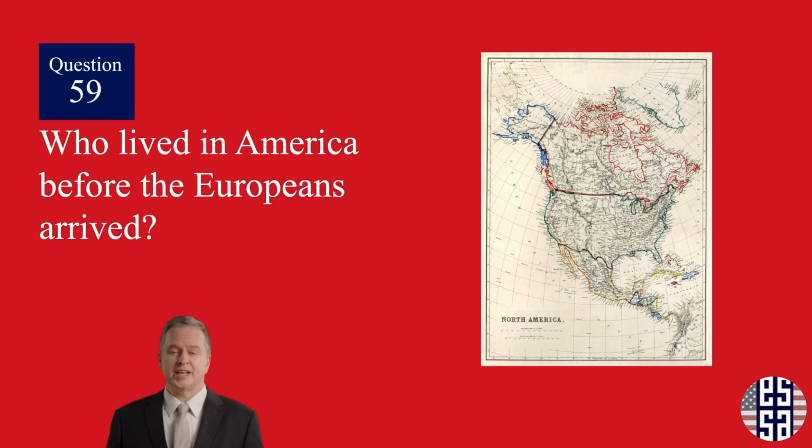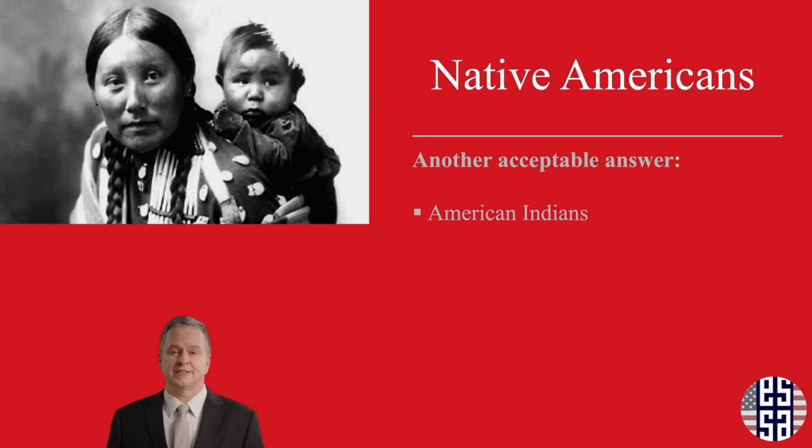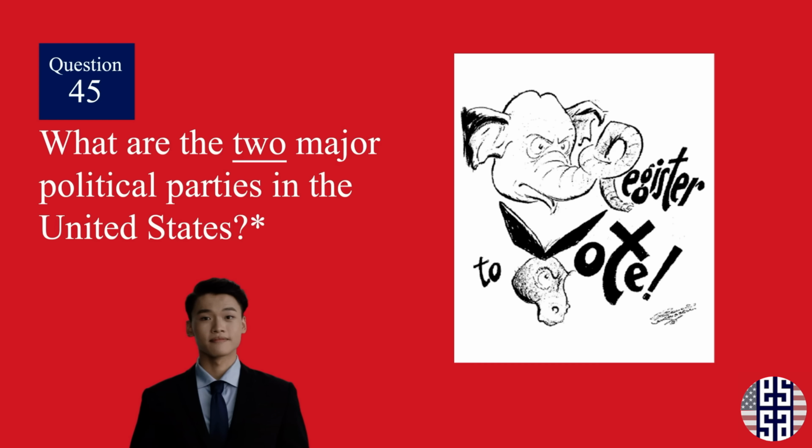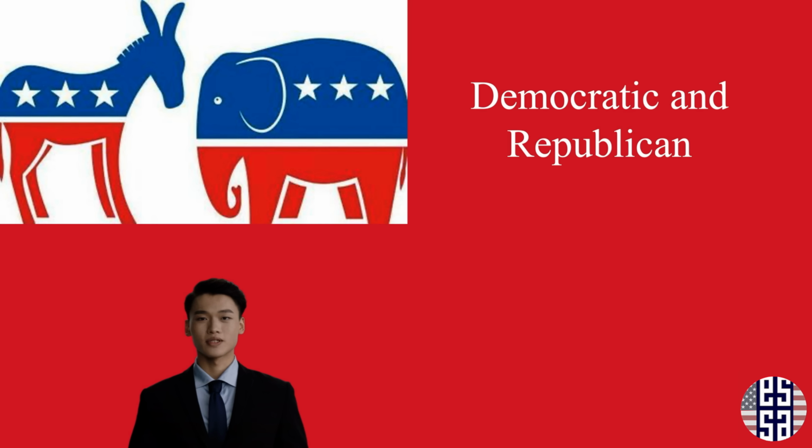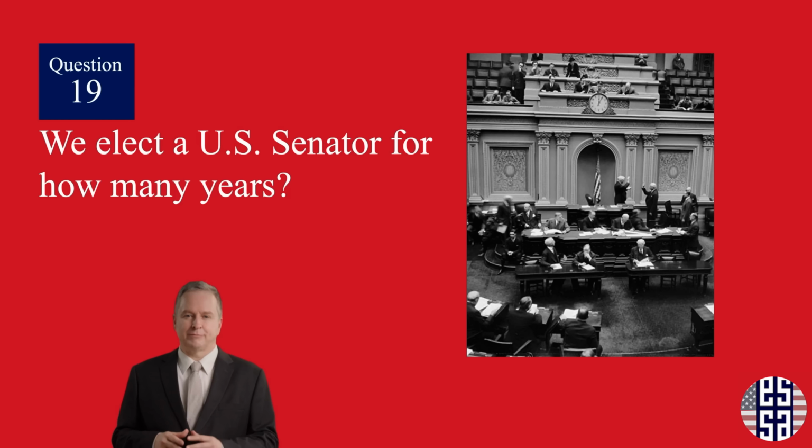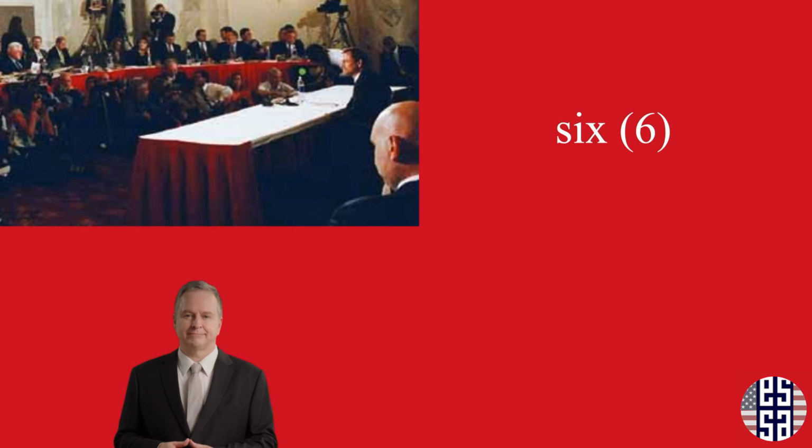Who lived in America before the Europeans arrived? Native Americans or American Indians? What are the 2 major political parties in the United States? Democratic and Republican. We elect a U.S. Senator for how many years? 6. We elect a senator for 6 years.